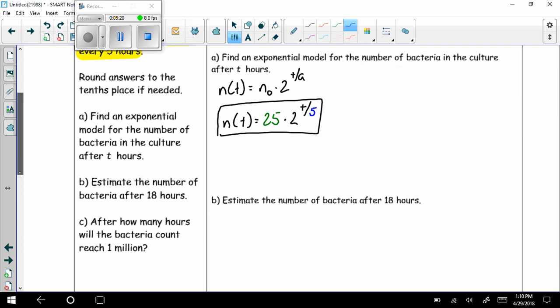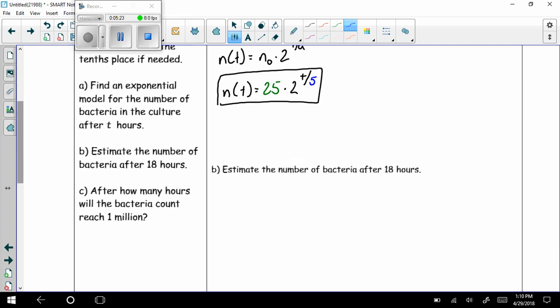Now we're looking to estimate the bacteria after 18 hours. What that means is we're looking at finding what n of 18 equals. So when we plug this in, n of 18 equals 25 times 2 to the 18 over 5. This is where I have to use my calculator because I don't know my powers of 2 to decimals. So this is just a plug and chug from here. We're looking at 25 times 2 to the 18 over 5, and that is 303.14, give or take.